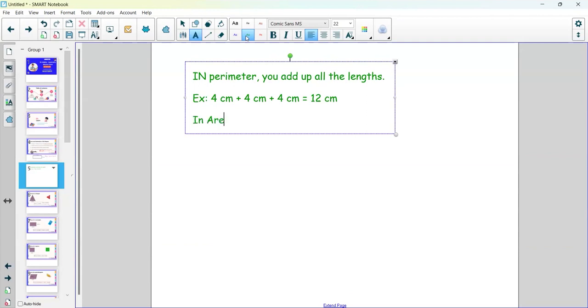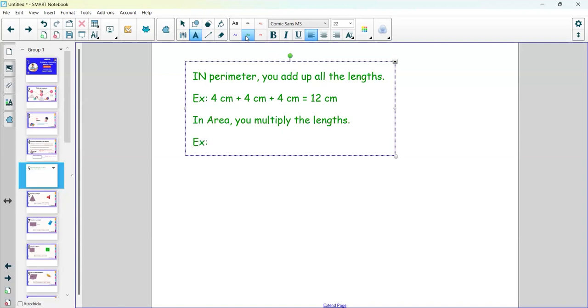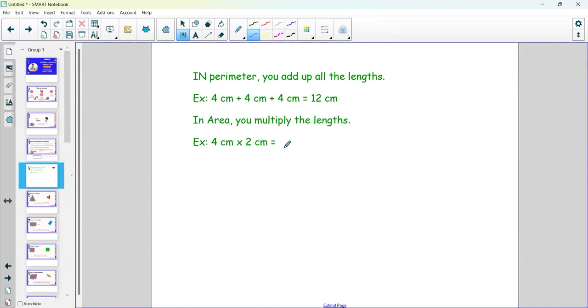But what happens in area? You multiply the lengths, isn't it? So for example, if you multiply 4 centimeters by 2 centimeters, what would you get along with the units? Yes, Arnav, what would we get? Centimeter squared. Why square? Because when you're multiplying with units, the units become squared, and with addition you have the same units, but when you're multiplying, it becomes squared. Very good, Arnav.